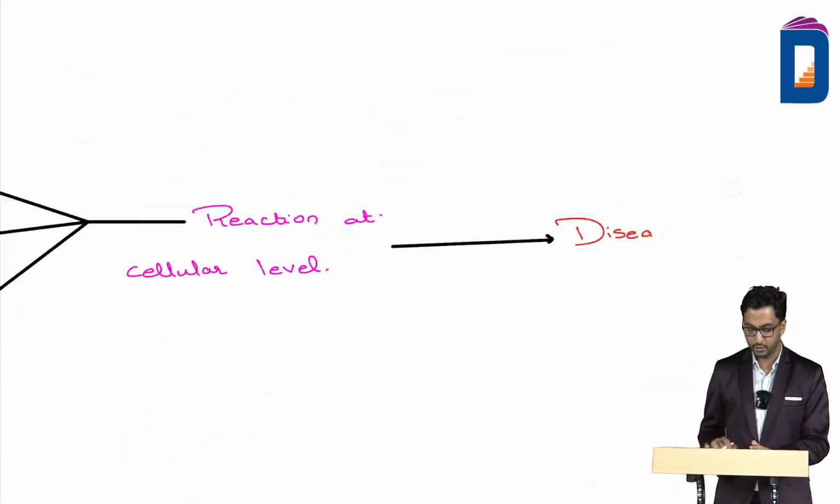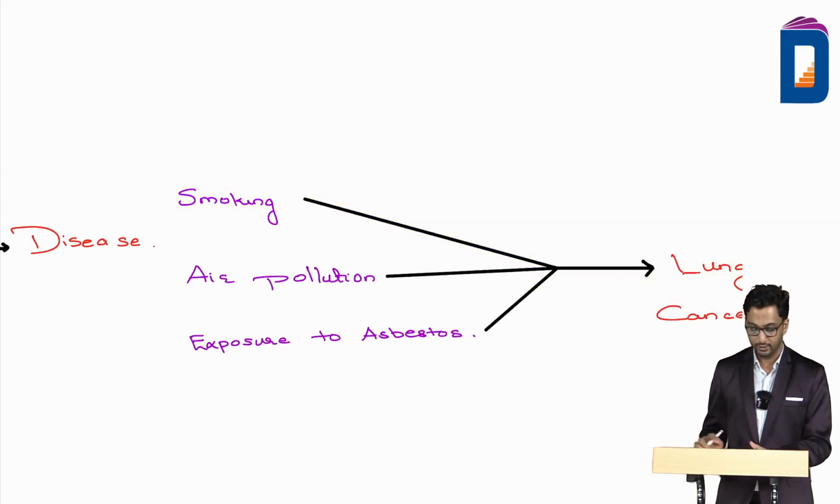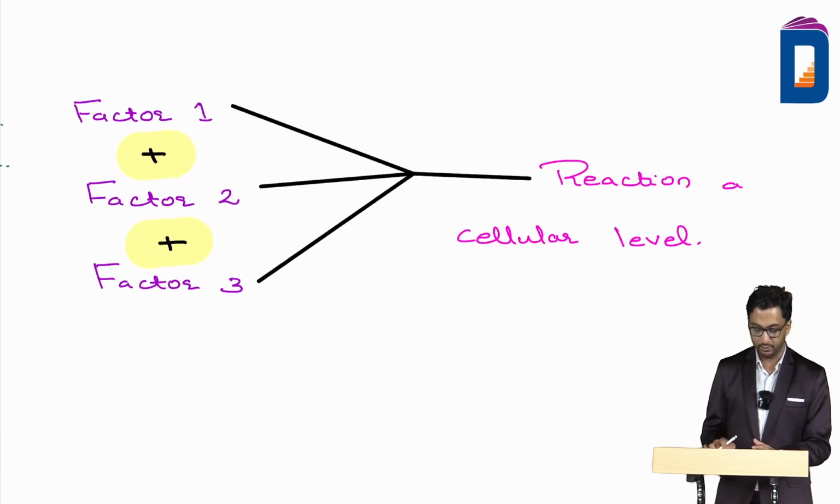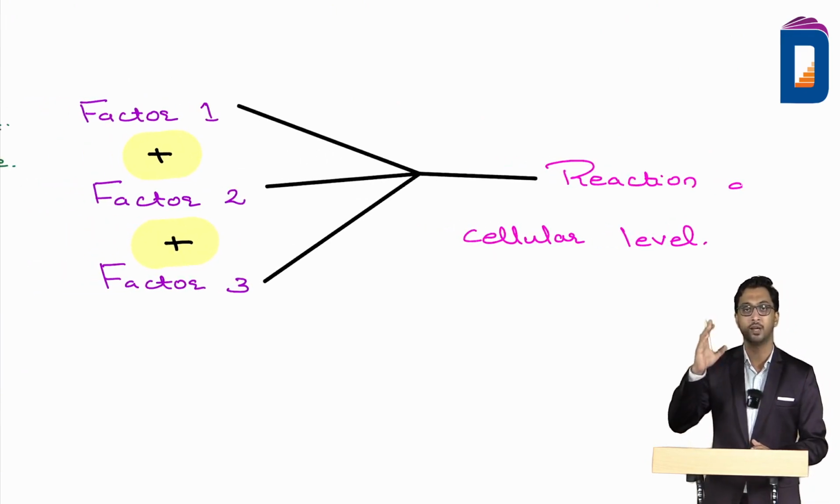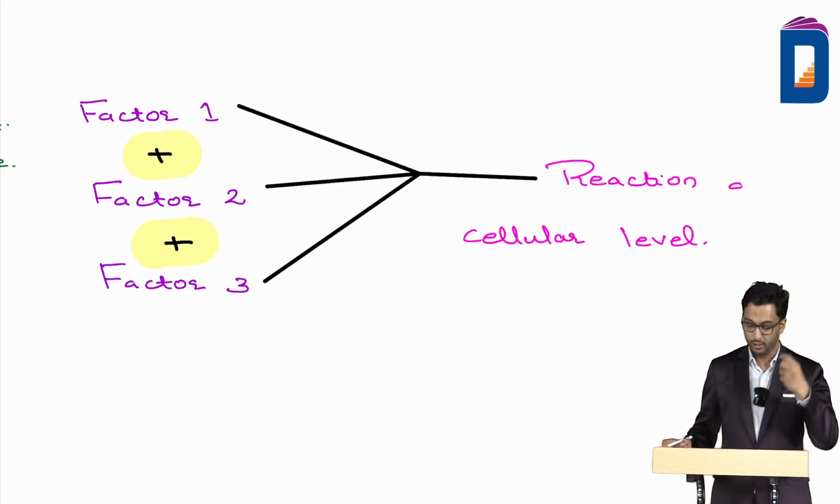Okay. Here it doesn't need to be together. This alone can cause lung cancer, isn't it? Here it has to act together to produce a disease. Candida albicans alone cannot produce a disease. There should be an immune problem associated in the patient to cause a disease.